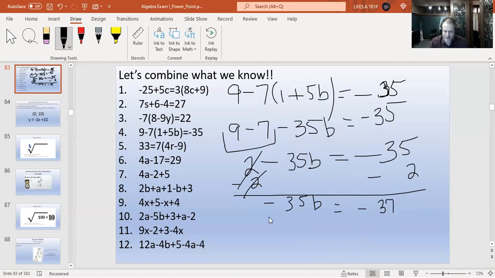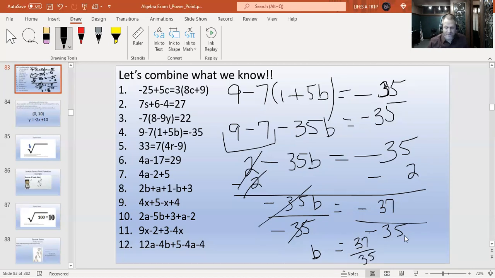All right, and divide. We want that b by itself. Divide by that negative 35 on both sides. Cancel, cancel, and b equals negative into a negative is a positive, but we don't want a mixed number. So we're just going to keep our 37 over 35. B equals 37 over 35, guys. Write all that down.